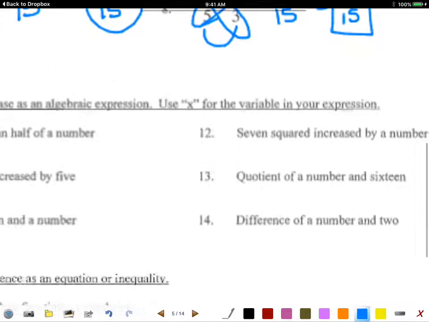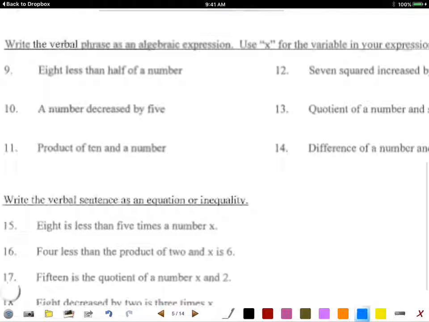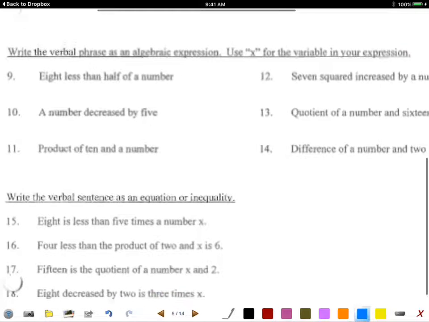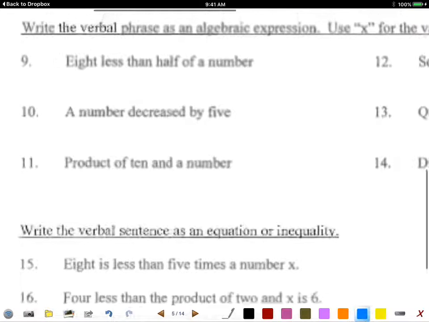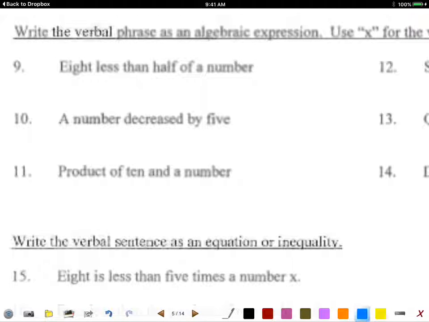Okay? All right. On this next part, it says write the verbal phrase, because it's written verbally here, as an algebraic expression and use x for the variable in your expression. So I want you to participate here. So for number 9, how can we write 8 less than half of a number? You have to know of a number, that's going to be your x there. Half of a number, but 8 less than that. Anybody have an idea of how we could write that?